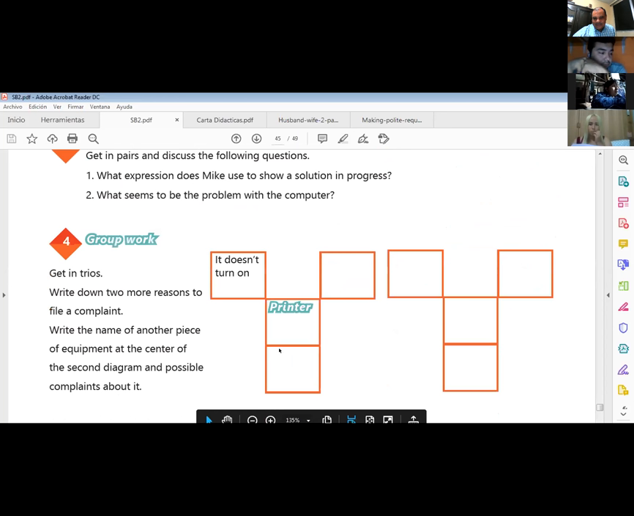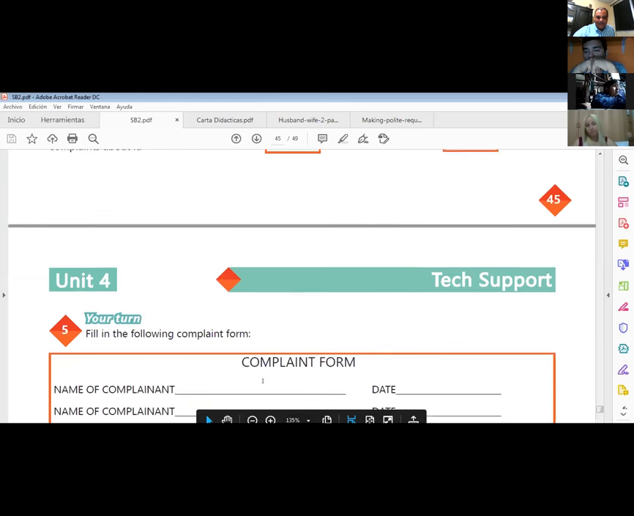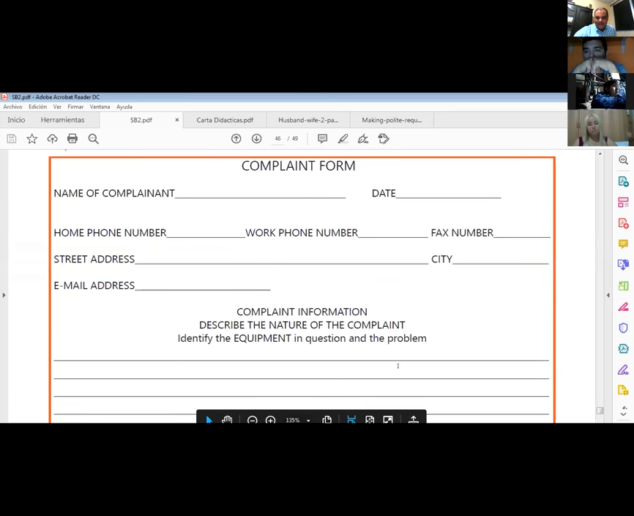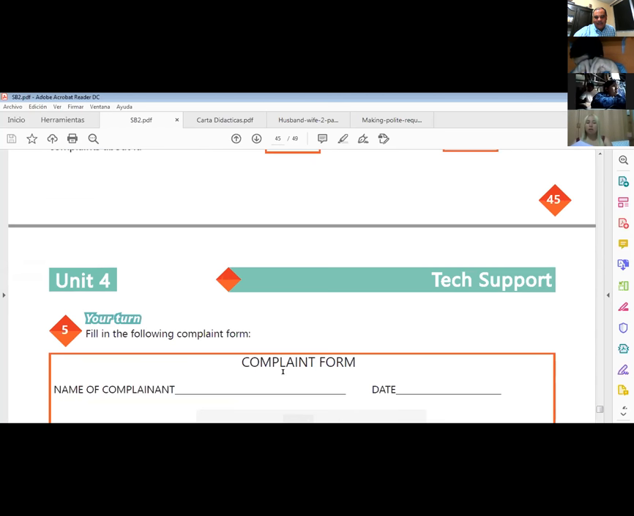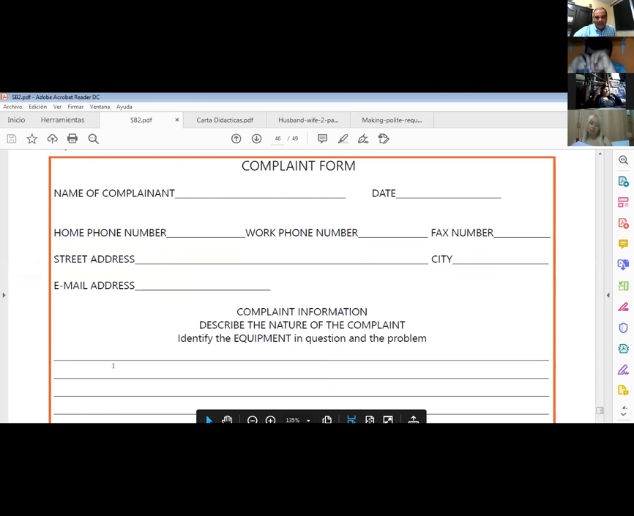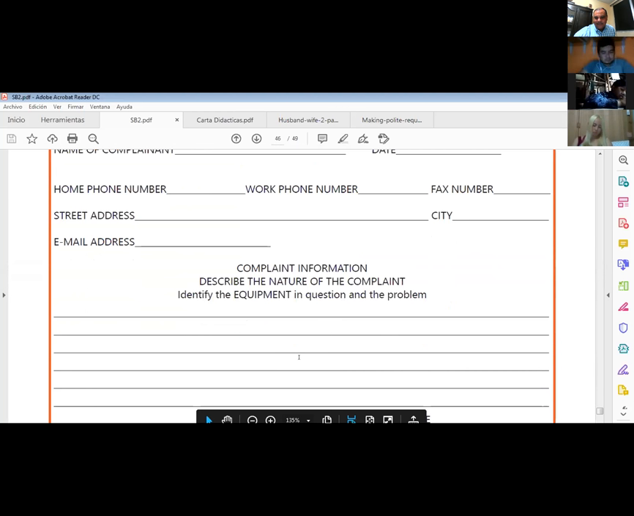Okay? Okay. ¿A dónde? Aquí. Right here. For example, if you say, my printer doesn't turn on. My printer doesn't turn on. Okay. My printer doesn't turn on. So whatever was the problem, that's what you're going to write right here. You finish very easy, very easy.